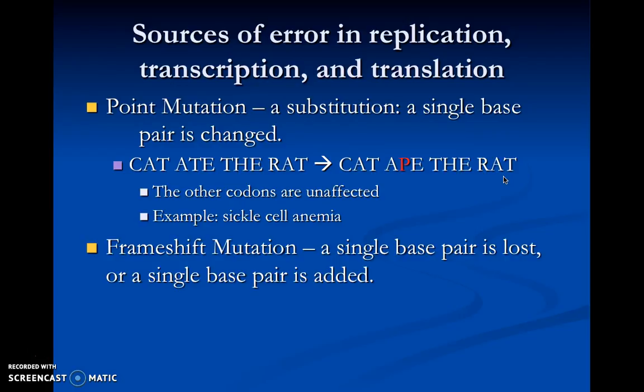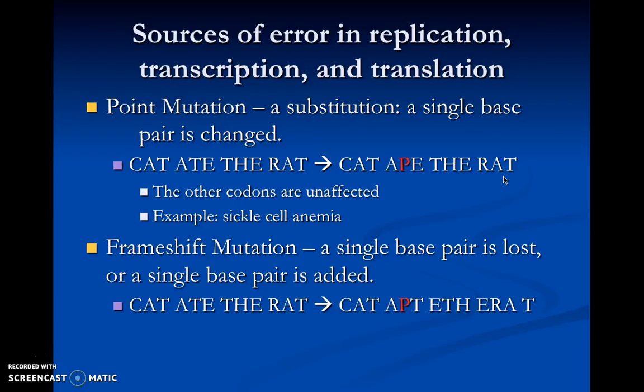Frameshift mutation: a single base pair is lost or a single base pair is added. Now, my T is still there, but a P was inserted between the A and the T, and that moved everything over one, right? So we say that the reading frame is changed in a frameshift. Everything downstream after the mutation is affected.